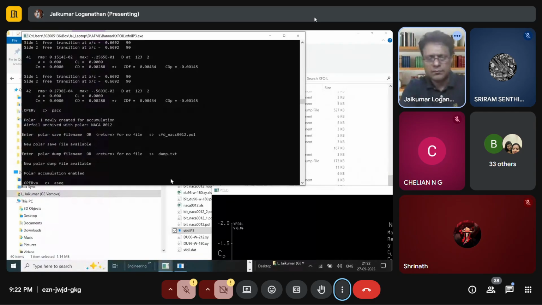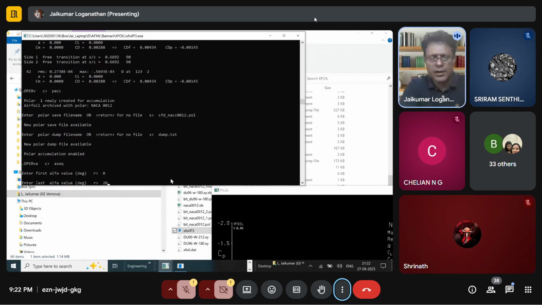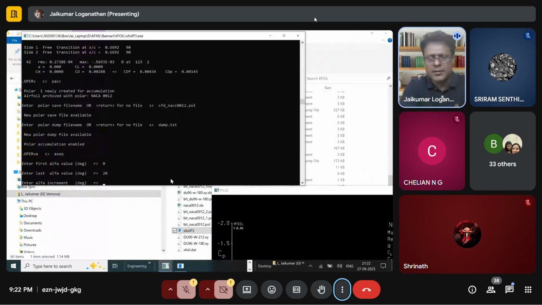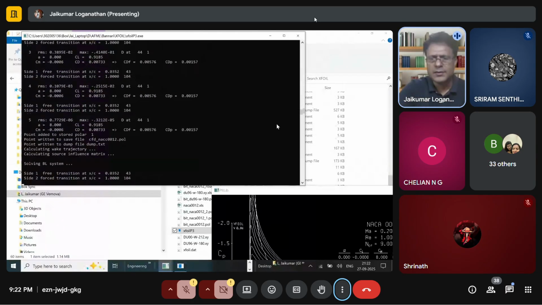ASEQ. Starting value is 0. Ending value is 20. I'm going to do it in increments. So you can do it in increments of 1, or you can also do increments of 0.5, or any other increment if you want. You can also give 1.5, right?